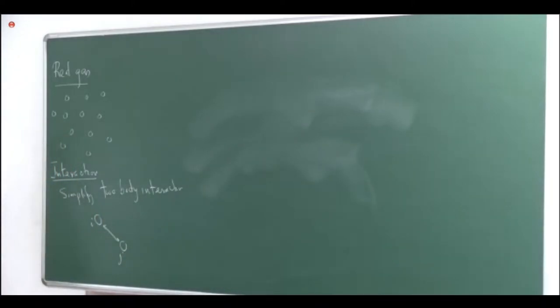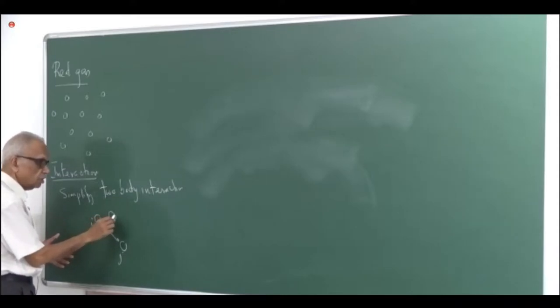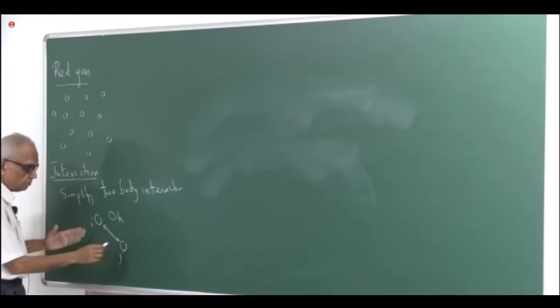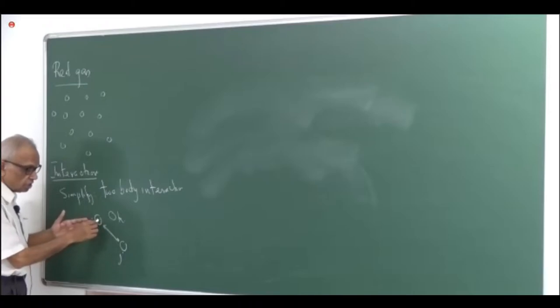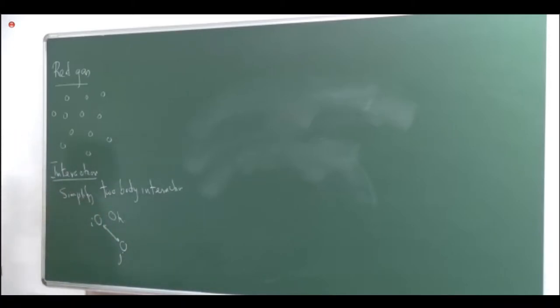We'll have a two-body interaction. Essentially, it means that I have a particle I and a particle J interacting with each other, and the interaction is not modified by the presence of a third particle, let's say K. So this K has no effect on the interaction between I and J. Similarly, the interaction between I and K is not affected by the presence of J, and so on and so forth. K plays no role in the interaction between I and J, J plays no role in the interaction between I and K, and I plays no role in the interaction between K and J. So it is the first simplification, two-body interaction.